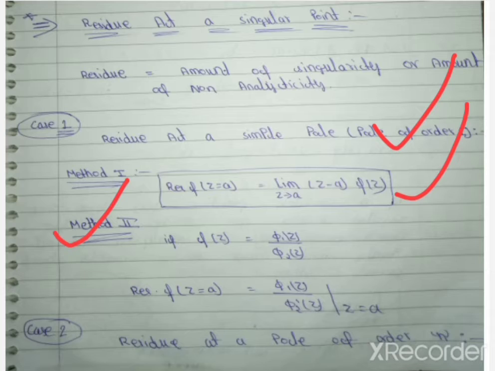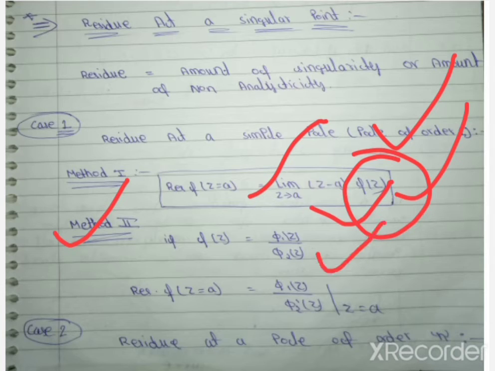when our pole order is 1. Then residue at z equal to a is the limit as z tends to a of (z minus a) into f of z. The second method is used when our function is in factorized form, phi 1 over phi 2. Then we will use phi 1 as it is and the derivative of phi 2 at z equal to a.